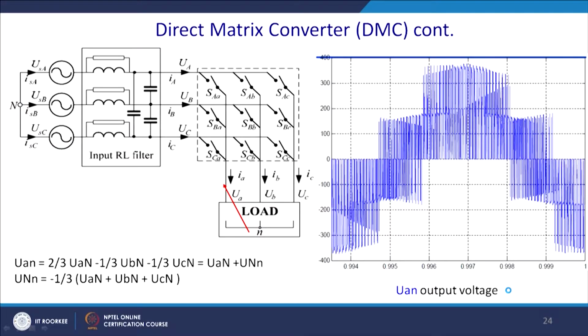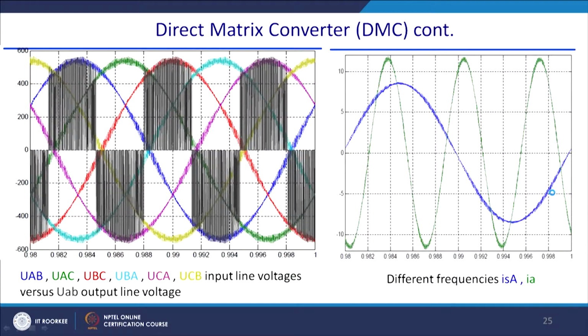So, see, this is the case of UAN output voltage by switching. So, UAN equals 2/3 of capital UAN minus 1/3 of UBN minus 1/3 of UCN. So, you can add up the neutral voltage, and the neutral voltage will be basically 1/3 of UAN, BN and CN, and ultimately this is the way you generate a direct matrix converter. So, these are the applications of it.